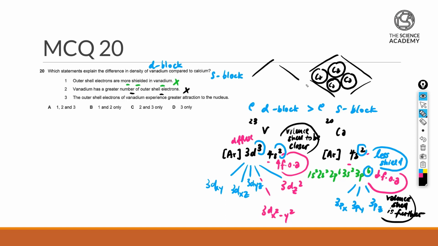So in the same volume, the number of vanadium atoms that I can hold is going to be much more than the number of calcium atoms. Because of this, having more mass in the same volume means it's going to be much more dense. It's because of the more diffuse 3d subshell, which does minimal to prevent the nuclear charge of the nucleus from reaching the valence shell. Therefore, 3 is the only correct answer for this question, and D is the answer that we are looking at.